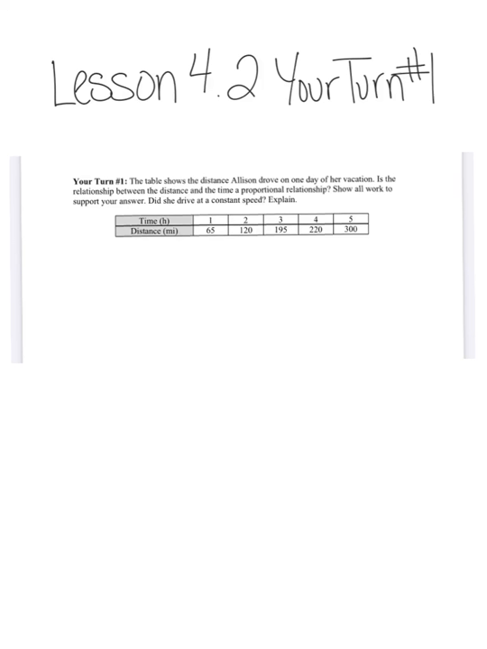Lesson 4.2, your turn number 1. The table shows the distance Allison drove in one day of her vacation. Is the relationship between the distance and the time a proportional relationship?